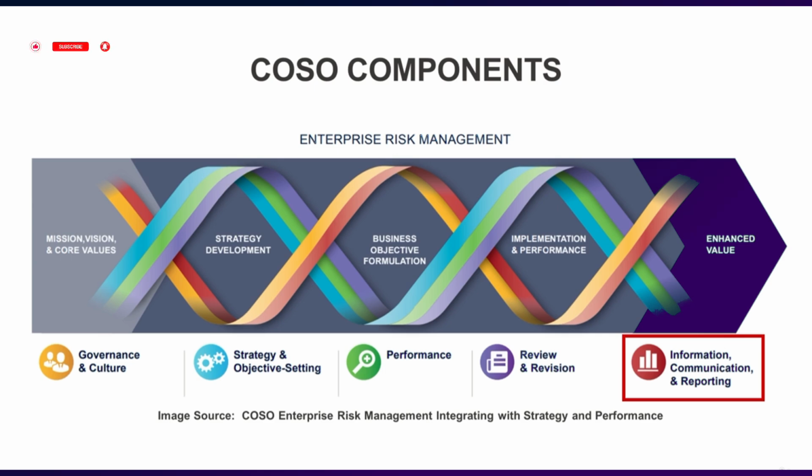And then lastly, we have information, communication, and reporting. This provides enhanced value. This is where we go to our senior management, our stakeholders, and we take a look at the overall process. We inform them on the metrics, the information, both internal and external sources, how the information is flowing up and down the chain, and how risk is being reported, how it's being responded to, how it is being handled across the organization. So there are different components of COSO.